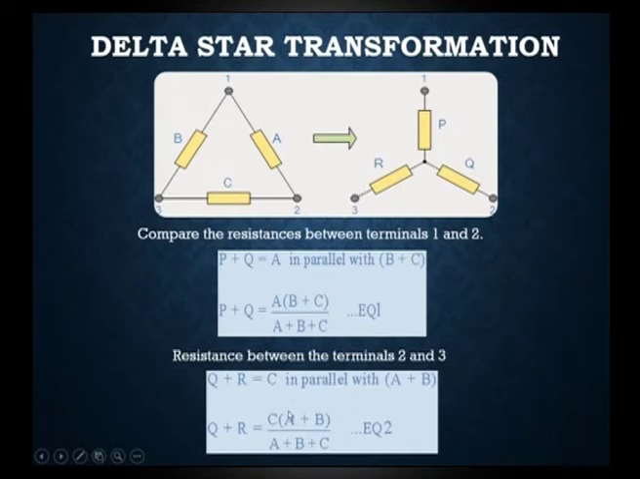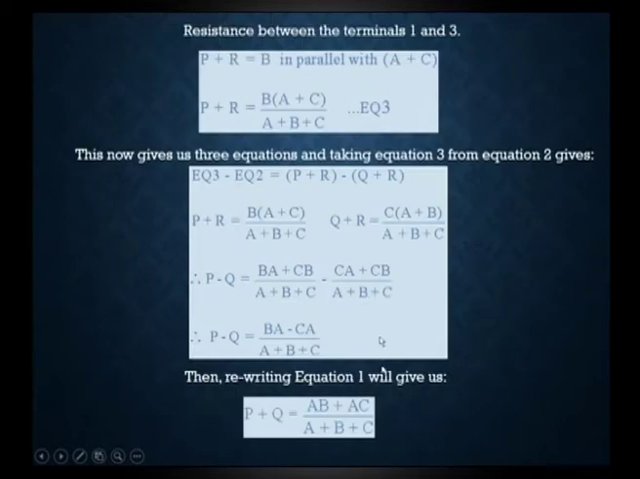So, again C in parallel with A plus B can be rewritten like this. So, this forms equation 2. Similarly, the same thing we applied for the 1 and 3 terminals. This also becomes P plus R is equal to B in parallel with A plus C, and this can again be rearranged and formed as equation 3.